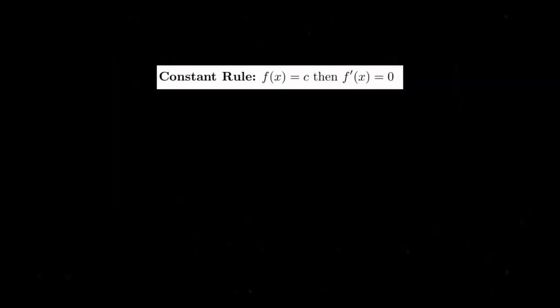Now, to start us off, we have the old-fashioned constant rule. The constant rule states that if you ever have a constant and you're taking the derivative of it, it's always going to be 0. So, for an example, we have the derivative of 4 in terms of x, and that's just going to be, you guessed it, 0.